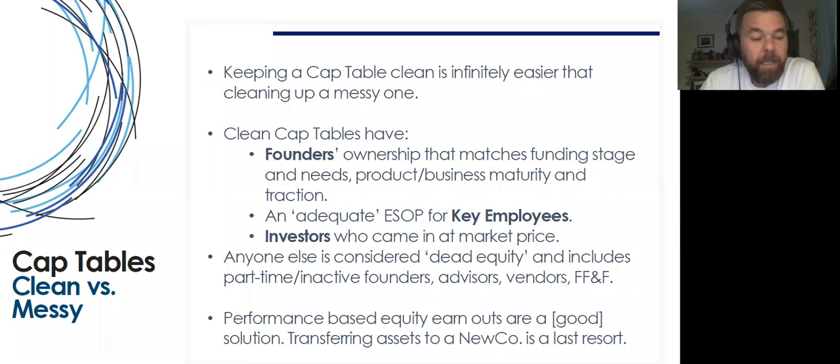So what is a clean cap table? A clean cap table typically has 3 types of shareholders on it. Founders is pool number one, key management or key employees is pool number two, and they can be interchangeable. Sometimes your CEO, CTO, COO are also founders. And then the last pool are the investors, the people who put money into it.